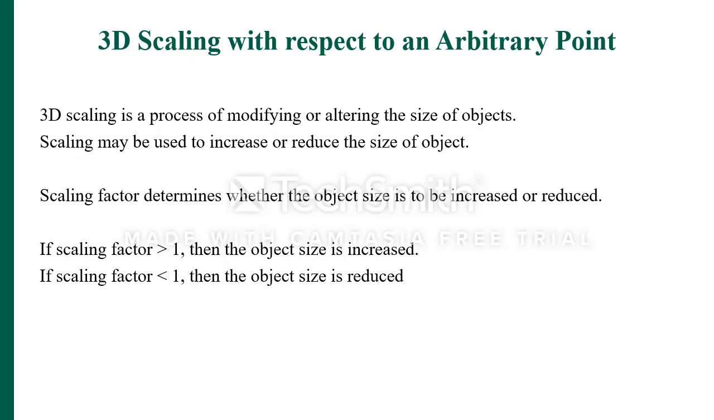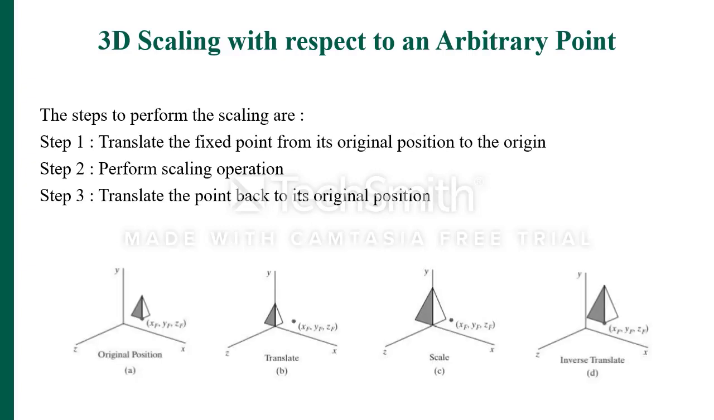Next, moving on to 3D scaling. What does 3D scaling mean? 3D scaling is a process of modifying or altering the size of objects. Scaling is used to reduce or increase the size of the object. The scaling factor determines whether the object is to be increased or reduced. If the scaling factor is greater than 1, then the object size is increased. If the scaling factor is less than 1, the object size is decreased.